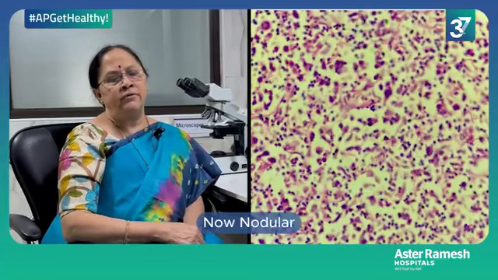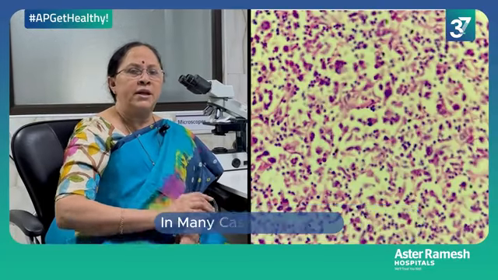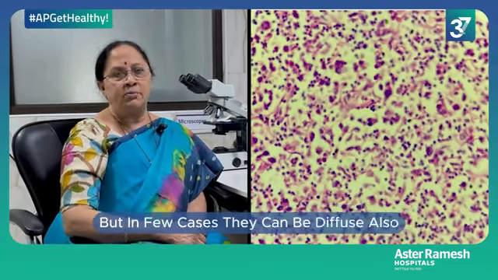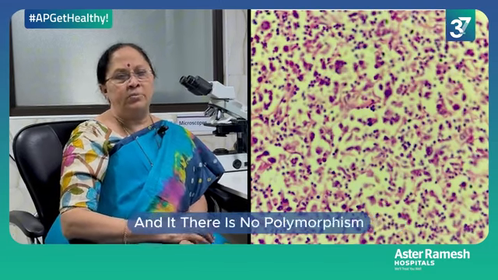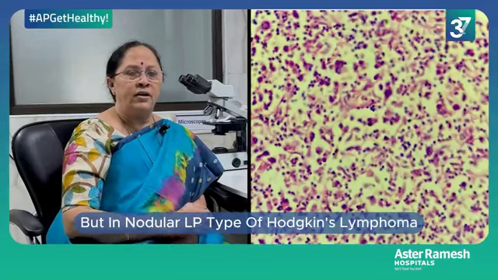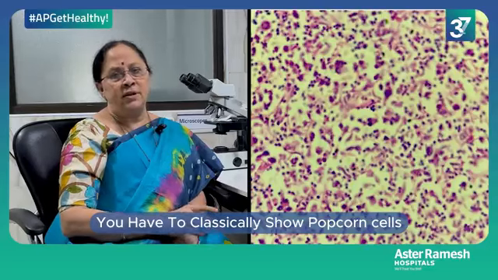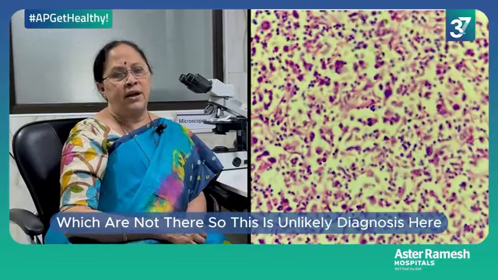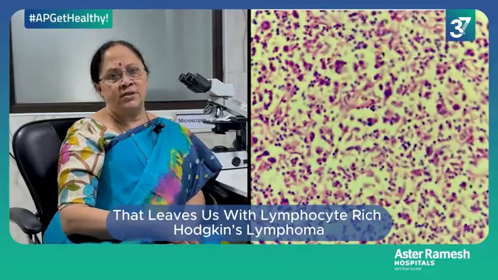Now, nodular lymphocytic predominant variant of Hodgkin's lymphoma should show in many cases nodularity, but in a few cases they can be diffuse also, though predominantly nodular pattern. And there is no polymorphism, only small lymphocytic population. But in nodular LP type of Hodgkin's lymphoma, you have to classically show popcorn cells, which are not there. So, this is an unlikely diagnosis here. That leaves us with lymphocyte rich Hodgkin's lymphoma.